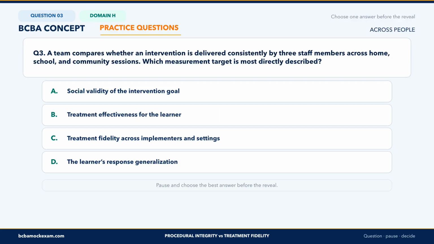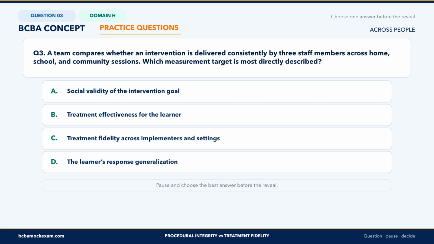Question 3. A team compares whether an intervention is delivered consistently by 3 staff members across home, school, and community sessions. Which measurement target is most directly described? A. Social validity of the intervention goal. B. Treatment effectiveness for the learner. C. Treatment fidelity across implementers and settings. D. The learner's response generalization.